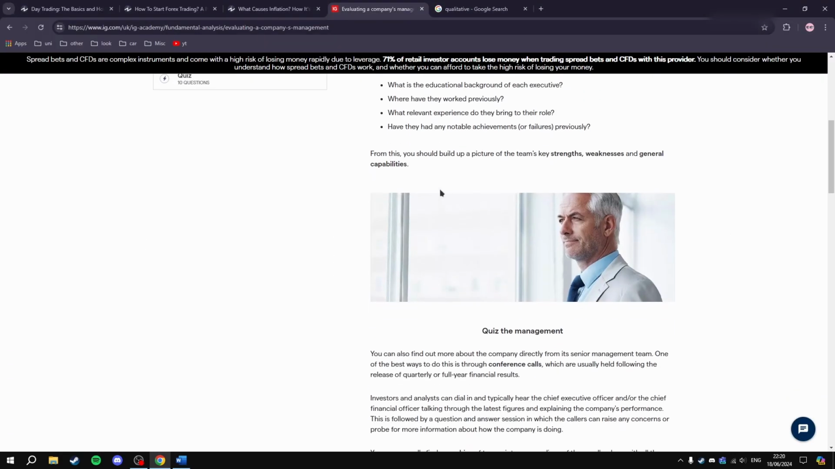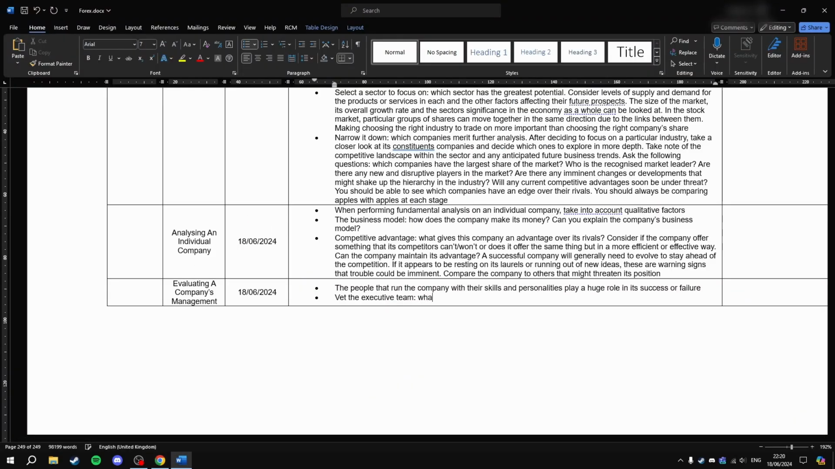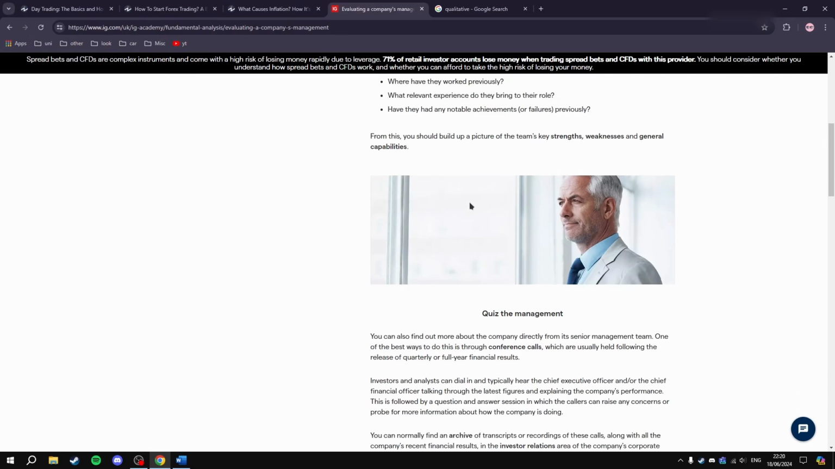What is the educational background of each executive? Where have they worked previously?